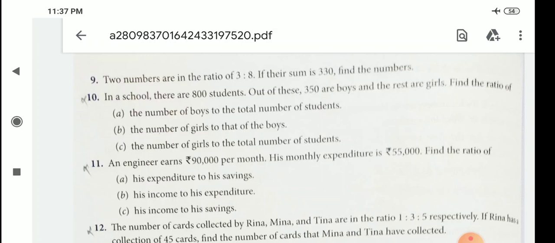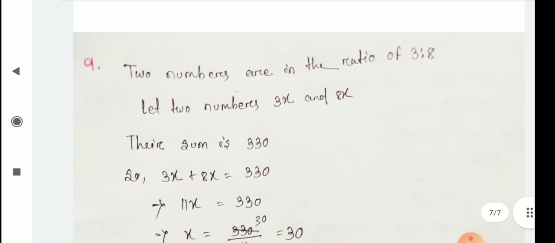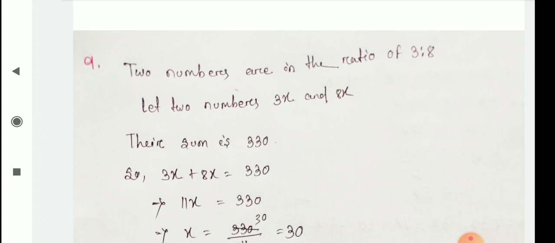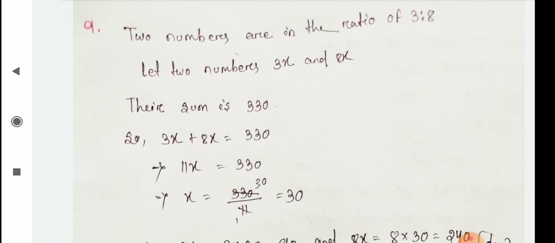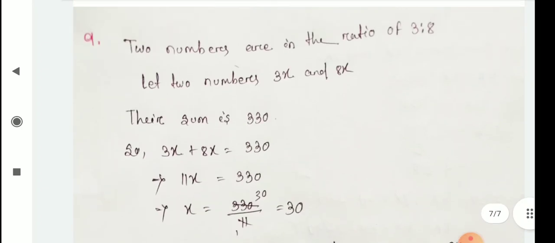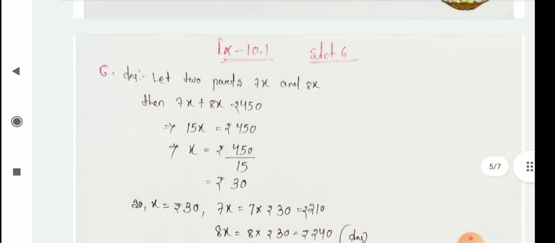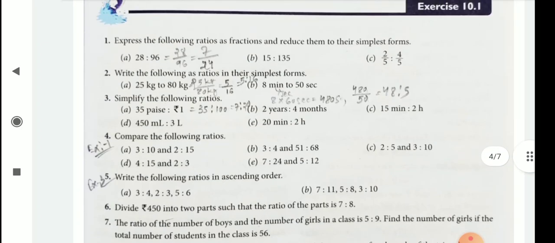Ratio is given, so we take the numbers 3x and 8x. Okay. Then we add those 2, 3x and 8x. Then we find out the x value. Then we put that 30 in 3x and 8x. We get the answer. So children, up to 9 number you complete the exercise in your copy.